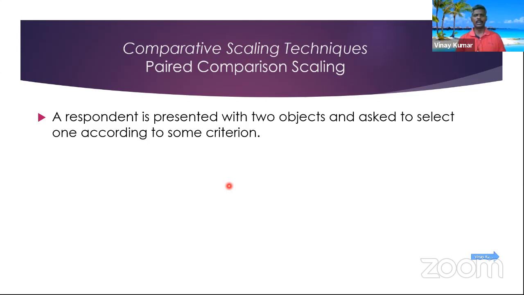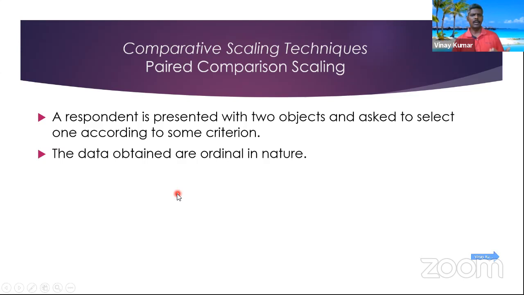So imagine the customer is asked to select the best car among two cars, based on some criterion that the researcher has selected, like quality or speed or mileage. Whatever the criterion the researcher selected, the respondent has to select one out of these two cars. So that's an example here. The data obtained are ordinal in nature because the respondent is ranking which object is better than the other.